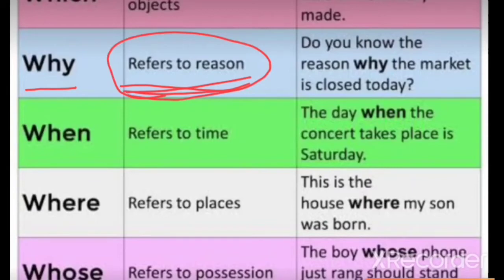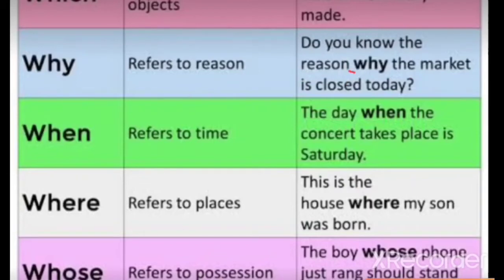For example, see the sentence here. Do you know the reason why the market is closed today? So here the relative pronoun is why, it acts as a reason, and this is the relative clause. Do you know the reason is the main clause. So be clear, children. Why is a relative pronoun that acts as a reason, and we can make a question, and it is a relative clause. So why the market is closed today? It's a relative clause, and do you know the reason is the main clause.